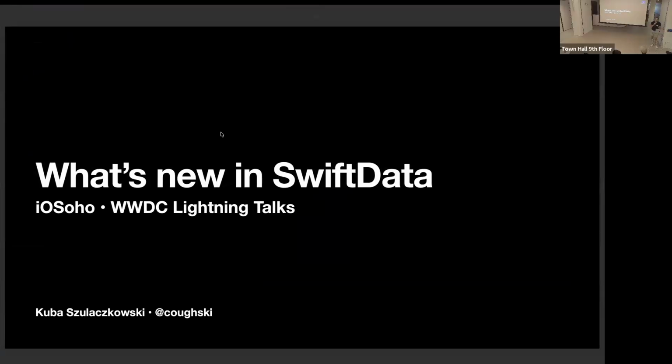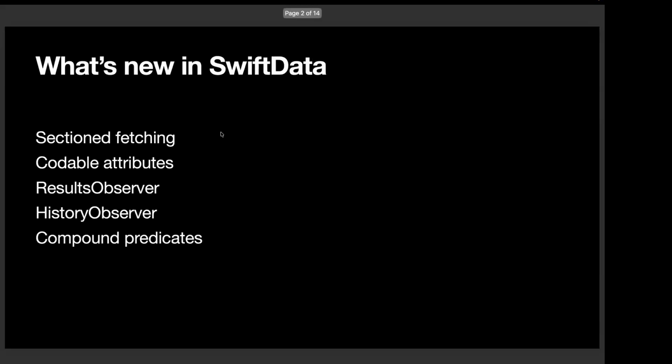Hello, quick intro. My name's Kuba. I'm an iOS consulting engineer for a big brand in hospitality. And today I'm going to give you a whirlwind tour of what's new in SwiftData. We're going to go over section fetching, codable attributes, the results observer, history observer, and compound predicates. But basically, Apple this year focused on lifting a few things from Core Data and making it easier to use SwiftData outside of your SwiftUI views.